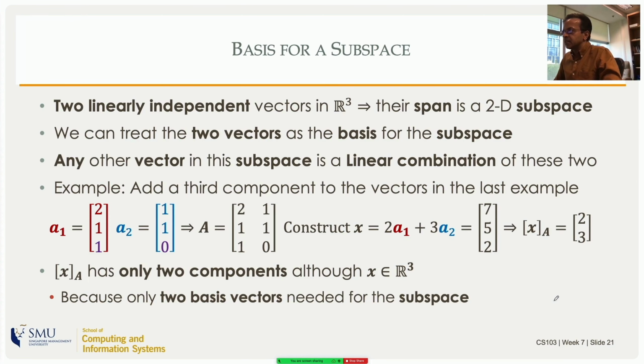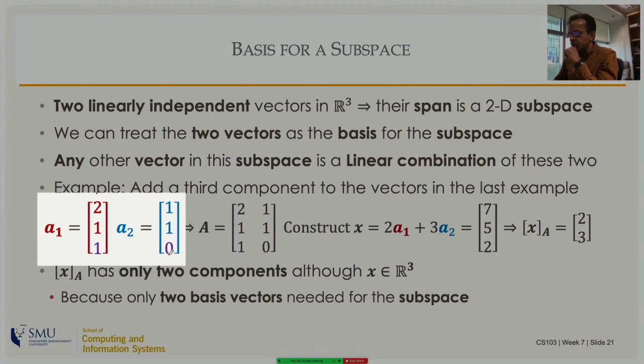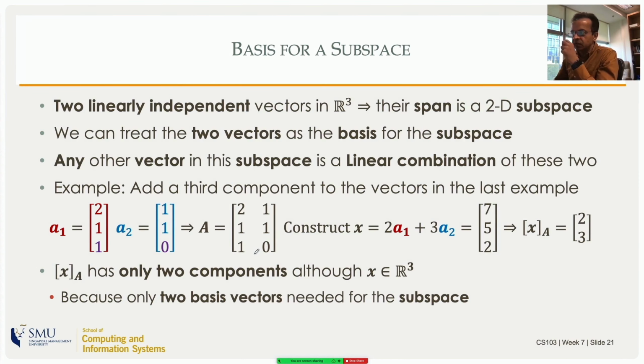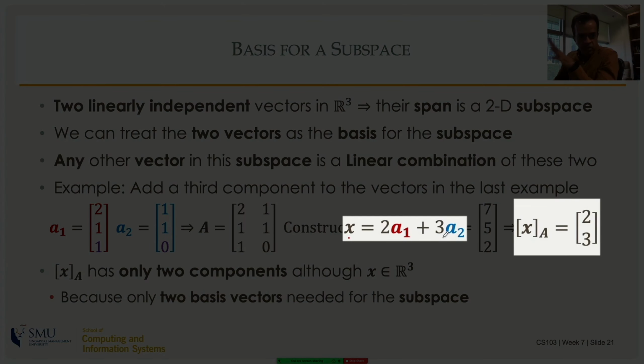Okay, now what I have are two linearly independent vectors in R3. Their span is a 2D subspace. It's a plane going through the origin in R3. So the vectors that I start from, A1 and A2, if I arrange them in a matrix A, I have (2, 1, 1) and (1, 1, 0). So this is the basis matrix. It's not a square matrix now because I have only 2 basis vectors, because my subspace has dimension 2 in R3. Now I'm constructing a new vector x by taking 2 of A1 and 3 of A2. So I know that the components will have to be 2 and 3.